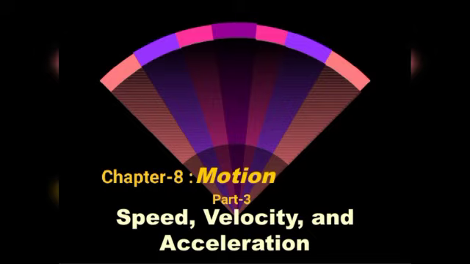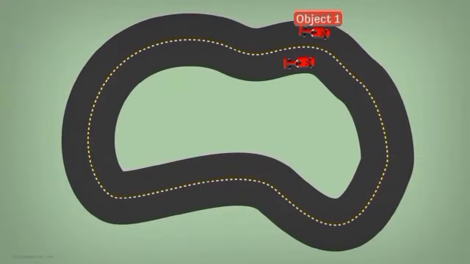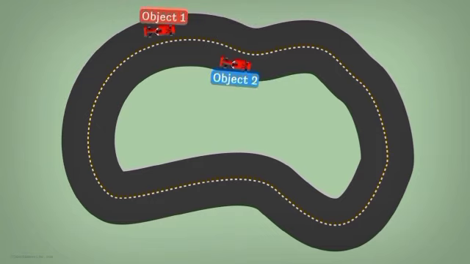In this video, you will learn about speed, velocity and acceleration. How do we know whether an object in motion is traveling faster or slower than another object? Consider two objects both moving along the same path. Just by looking at their motion, can you tell me which one of them is moving faster?